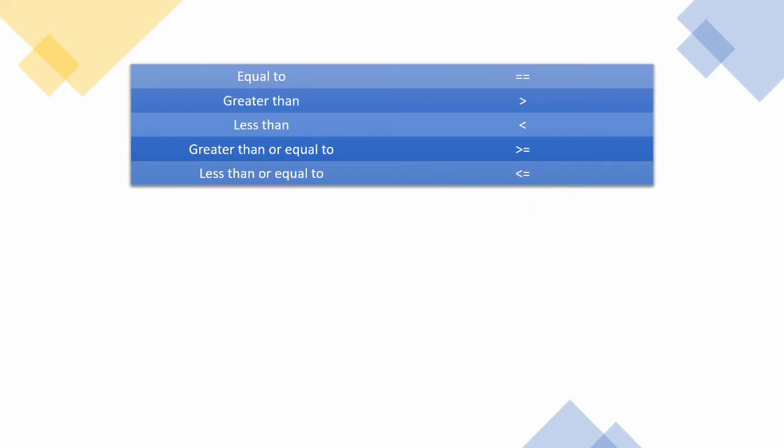Very simply, you've got various symbols to compare two items. Most of them are fairly straightforward: greater than is the same as it would be in maths, and less than is the same as it would be in maths. For greater than or equal to, there's not really a symbol that represents that, so you do greater than and then equal to, which makes it quite easy to remember. The same goes for less than or equal to.